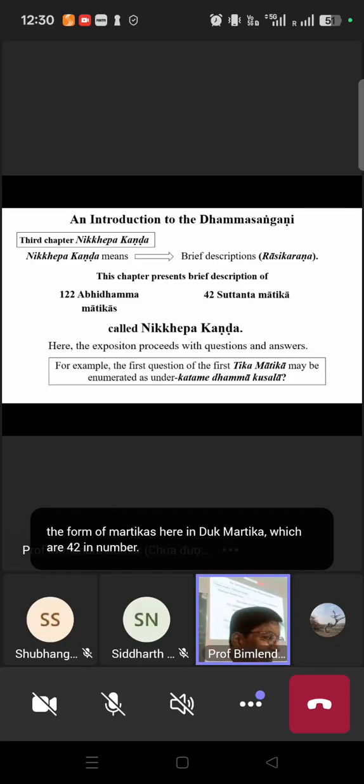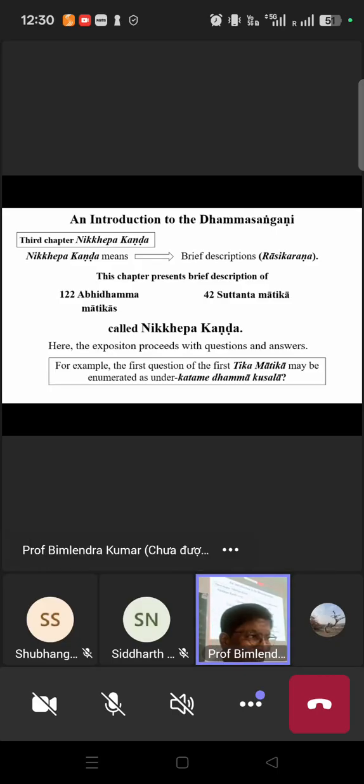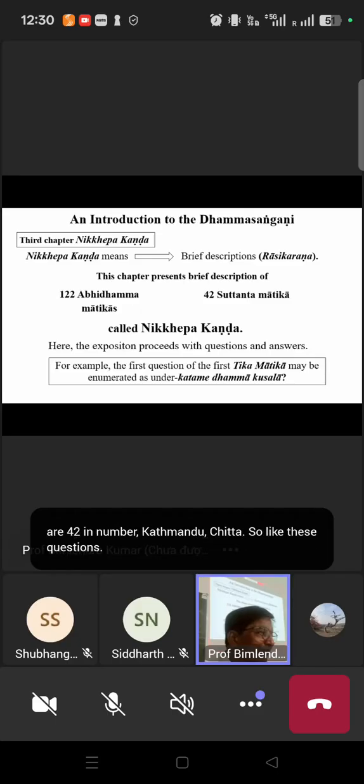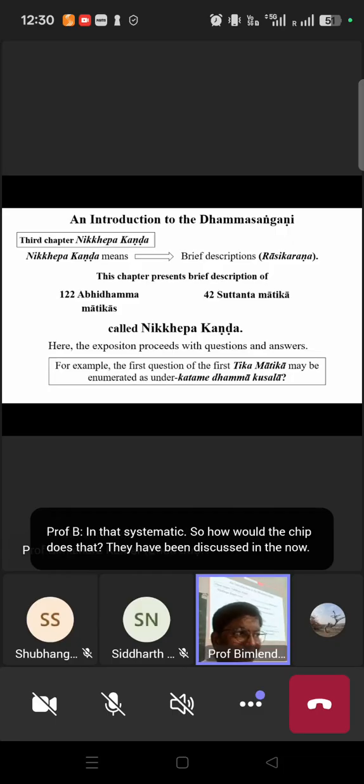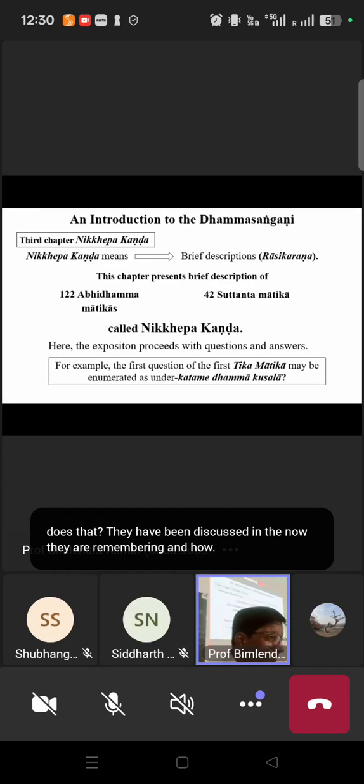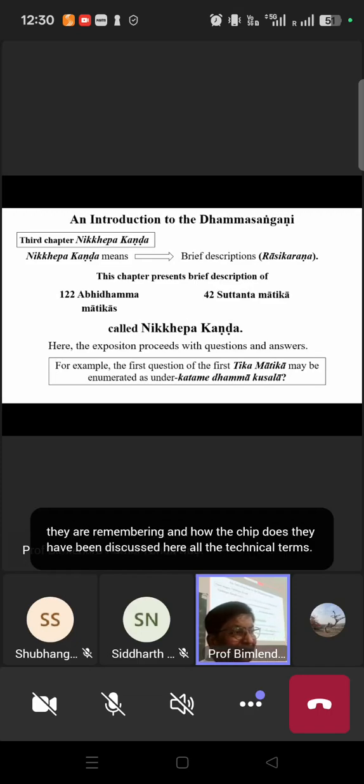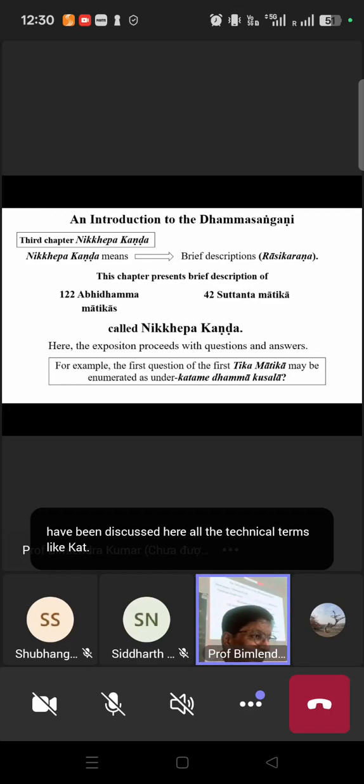Katame dhamma arana, katame dhamma sarana, katame dhamma citta, katame dhamma no citta. So these questions have been put in the Suttantamatikas. How the cittas have been discussed in the Suttas, now they are remembering. All the technical terms like katame dhamma nama, katame dhamma citta, katame dhamma cetasika have been put for memorizing what was discussed in the first and second chapters. So they have been discussed in the Nikkhepa Kanda.